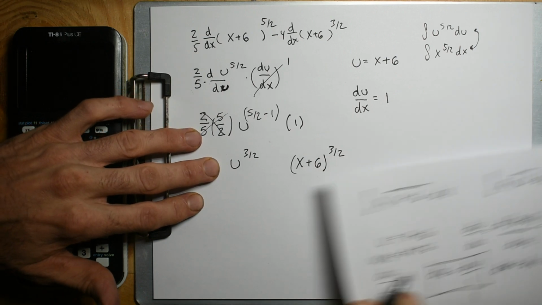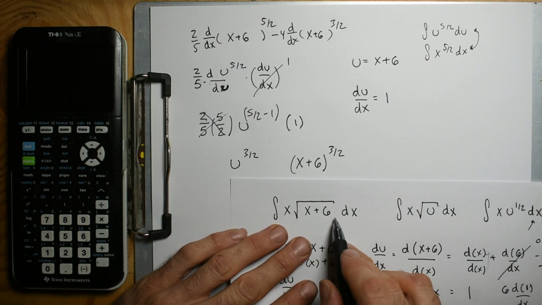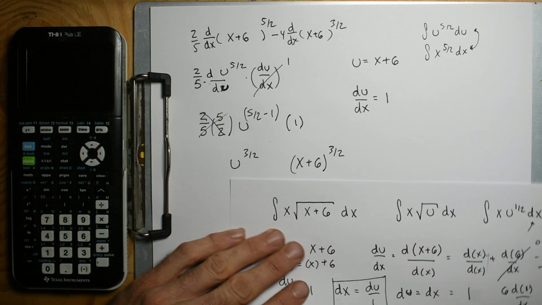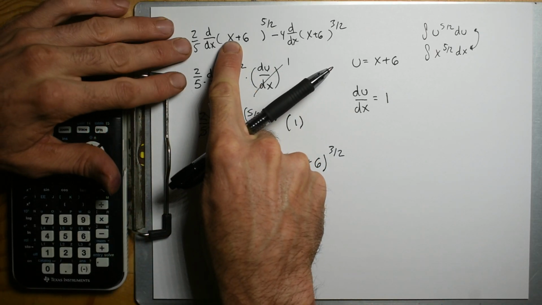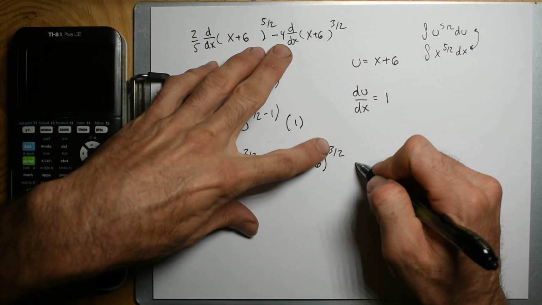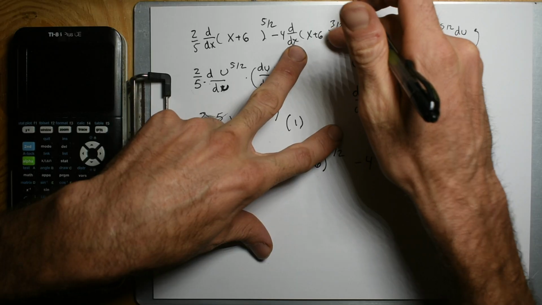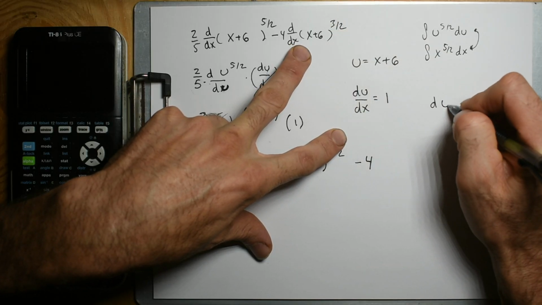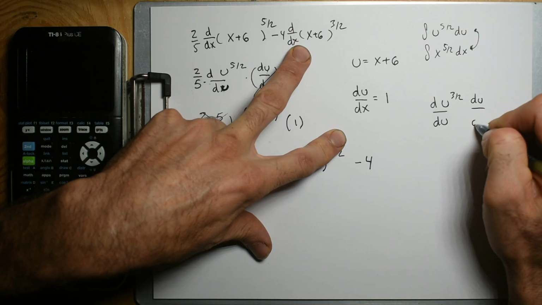And is that what we had? This is x plus 6 to the 3 halves. I feel like we've, oh, you know what? That was just for this term. Okay, so now that was that term, and now we have to move on to this term. So now we have minus 4. I'm going to use the same u substitution, but we're going to have the derivative of u to the 3 halves du, and then du dx.